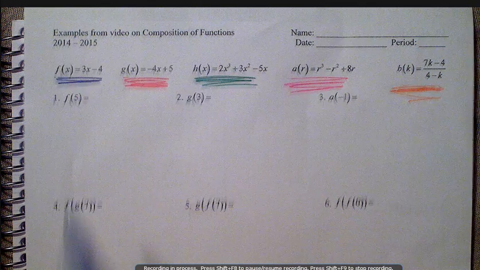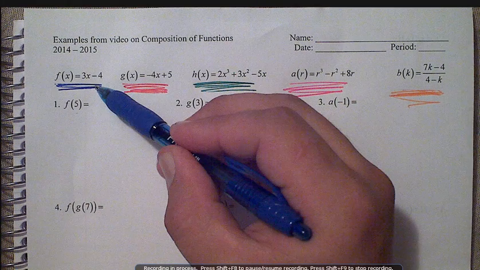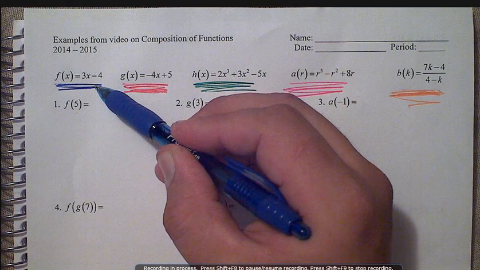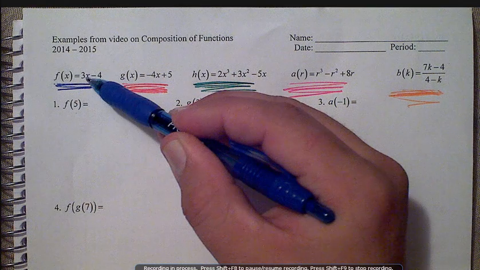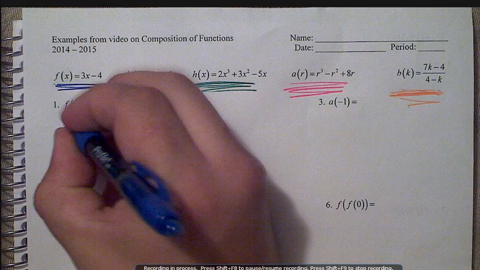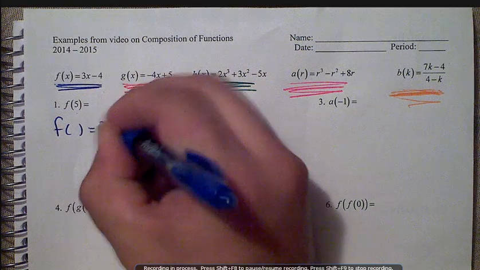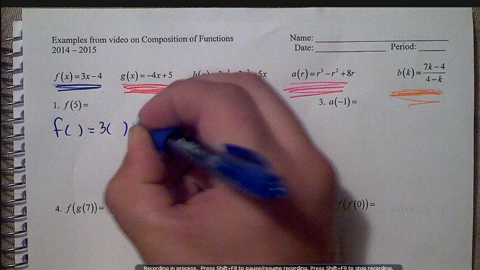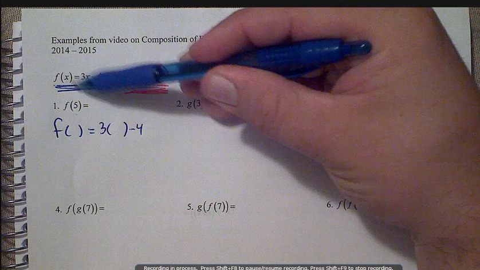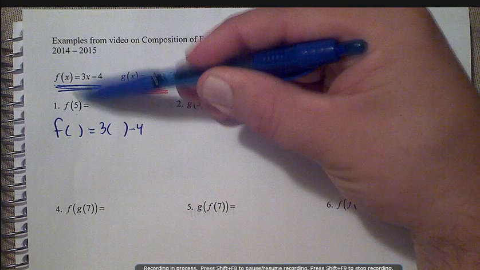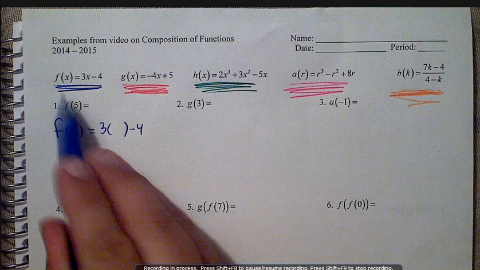Okay, so first one we have is f of 5. Now this refers to the function f of x. So like in class we said, whenever you're replacing x with a 5, you have to replace the other x with a 5. Okay, so I'm going to write out the function f of something equals 3 times something minus 4. Okay, so 5 gets substituted in for x, so make sure 5 gets substituted in for x. So instead of f of x, f of 5.